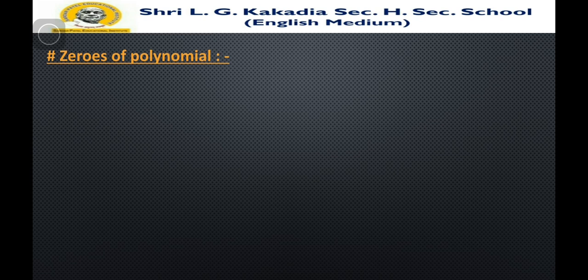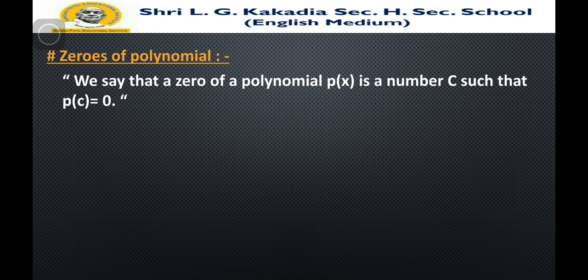So we say that a zero of a polynomial p of x is a number c such that p of c is equal to 0. In other words, any real number or real value that makes p of x equal to 0 is a zero of the given polynomial. Let me understand it by one example.